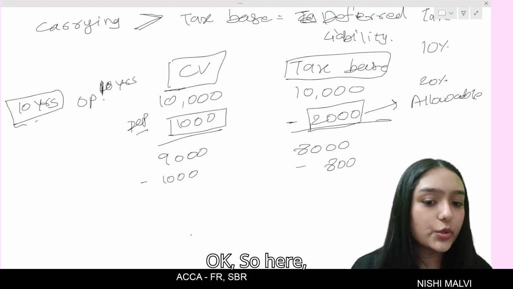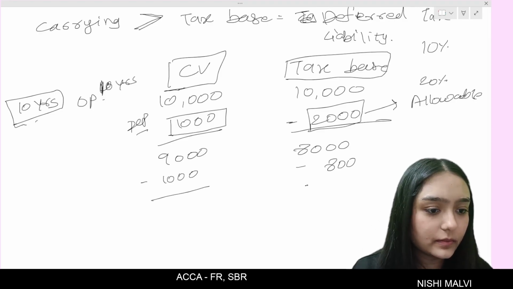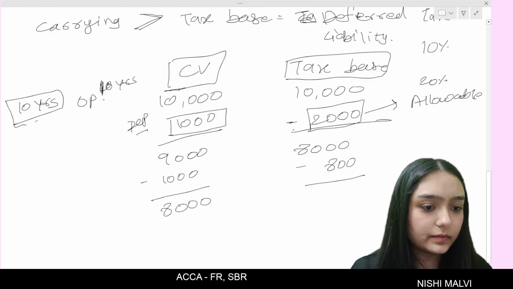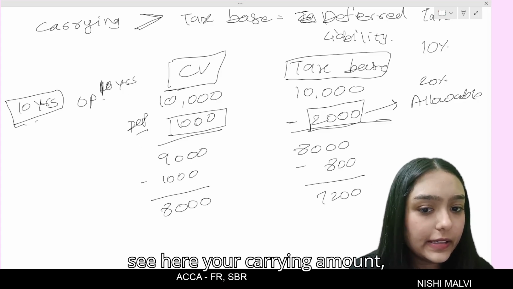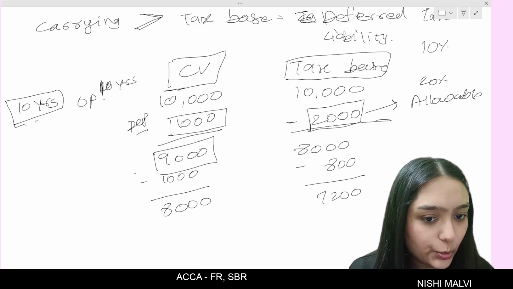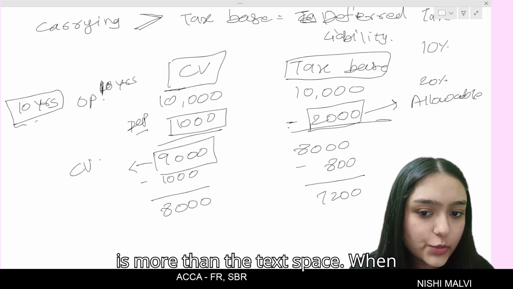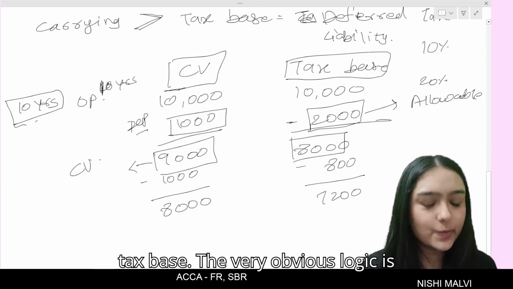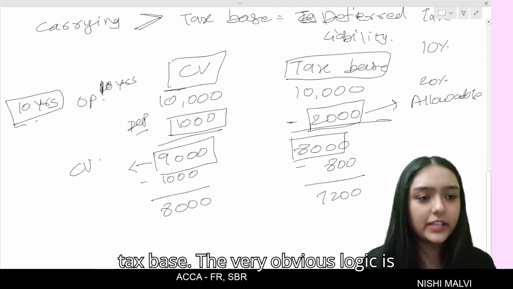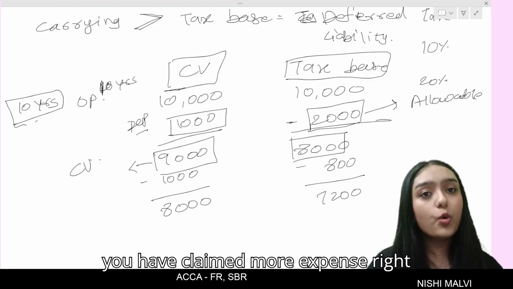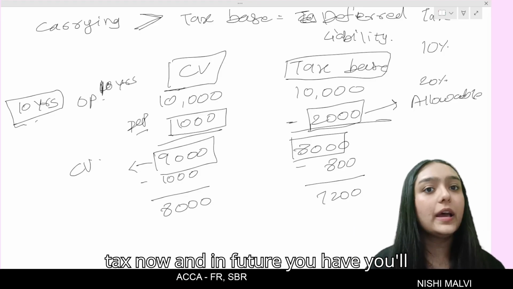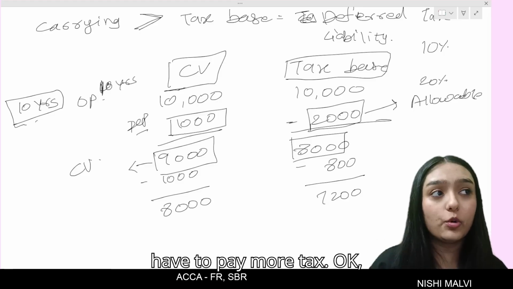Okay, so here, see, here your carrying value is more than the tax base. When your carrying value is more than the tax base, the very obvious logic is you have claimed more expense right now, so that you are paying less tax now, and in future you'll have to pay more tax. Okay.